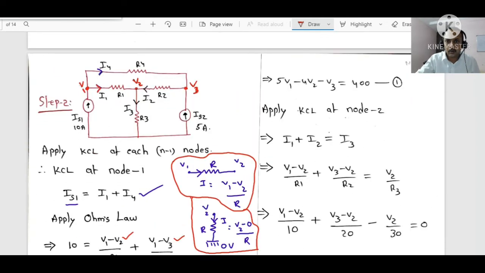If you write it in the form of an equation, you will get it like this. First equation. Now apply KCL at node 2. This is the second node. At node 2 you can observe that one current is coming like this. What is that? I1. The other current is also coming like this. What is this one? I2. One more current is leaving like this. What is this current? I3.